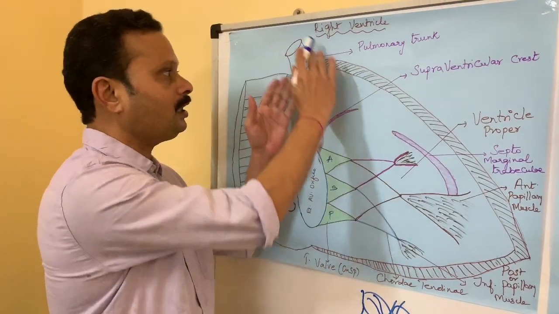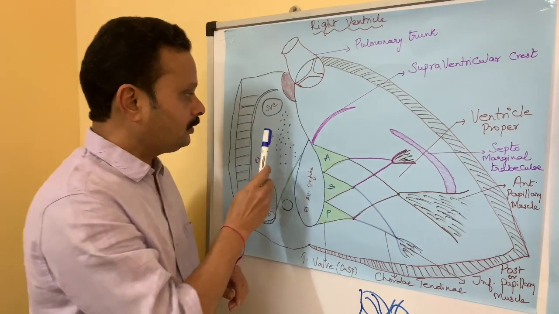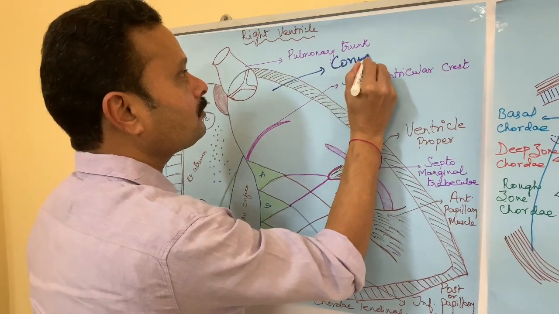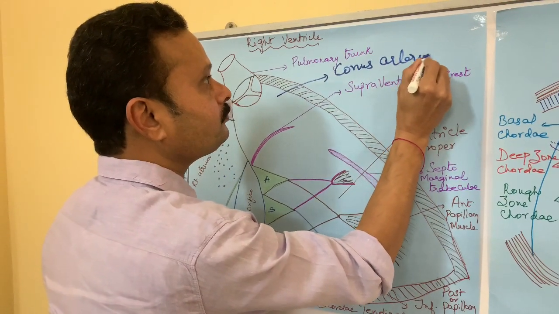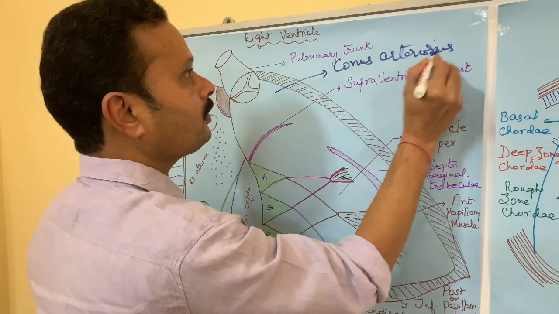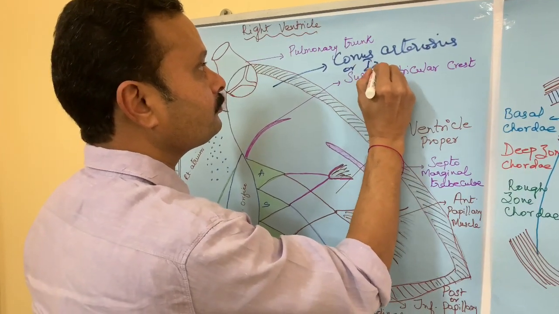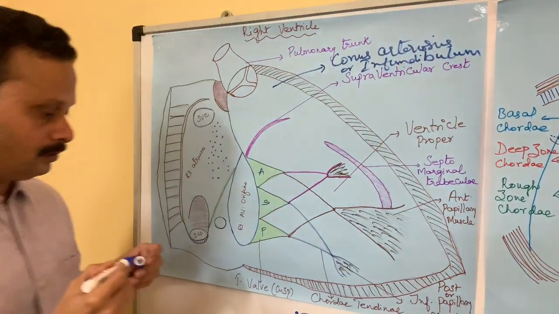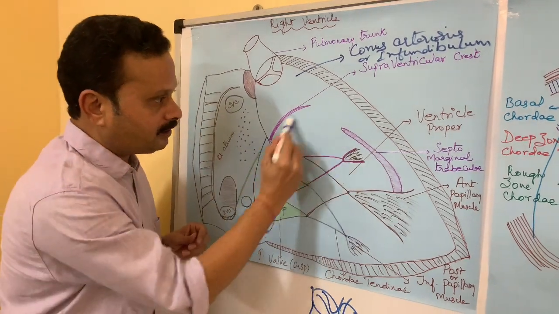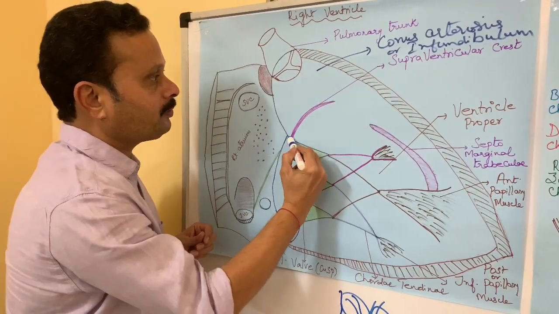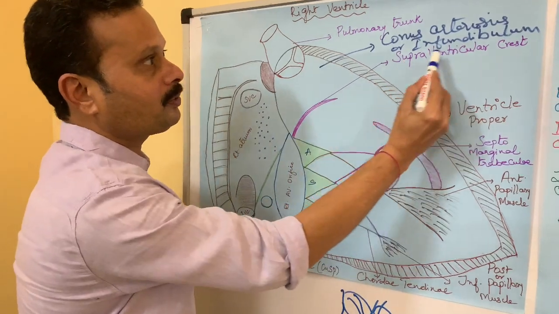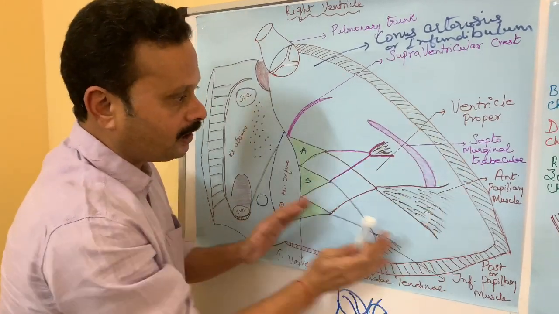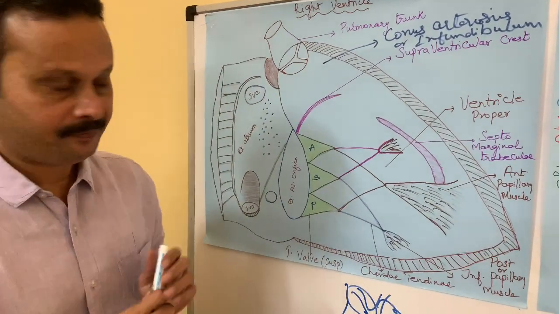Inflow tract and outflow tract. The outflow tract is also called the conus arteriosus or infundibulum. The inflow tract and the outflow tract are separated by a part called the supraventricular crest.